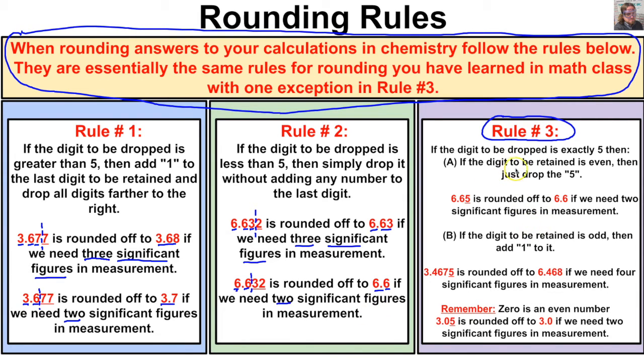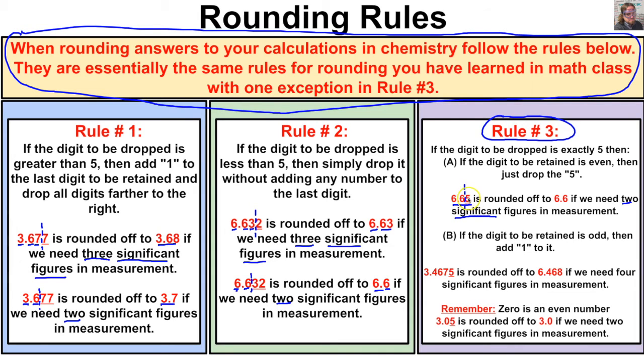It says if the digit to be dropped is exactly 5, then A. If the digit to be retained is even, then just drop the 5. So for example, what if we have this number right here, 6.65, and we're asked to round this to 2 sig figs? Well, if we take a look, here's our first sig fig, here's our second. We're going to look one past our second sig fig, and we have a 5 here.